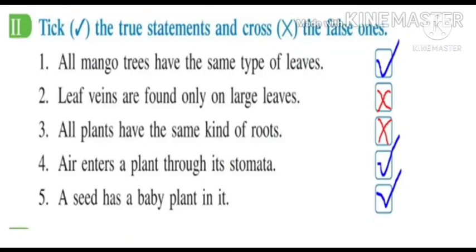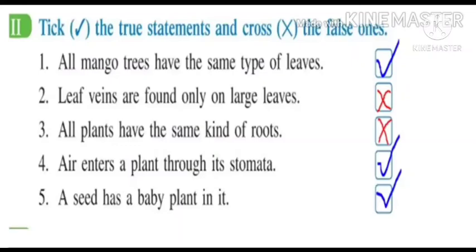Question number 2. Tick the true statements and cross the false ones. First, all mango trees have the same type of leaves. Yes, it is true. That is why we have to put a tick. Second, leaf veins are found only on large leaves. This statement is wrong, so we have to put a cross.